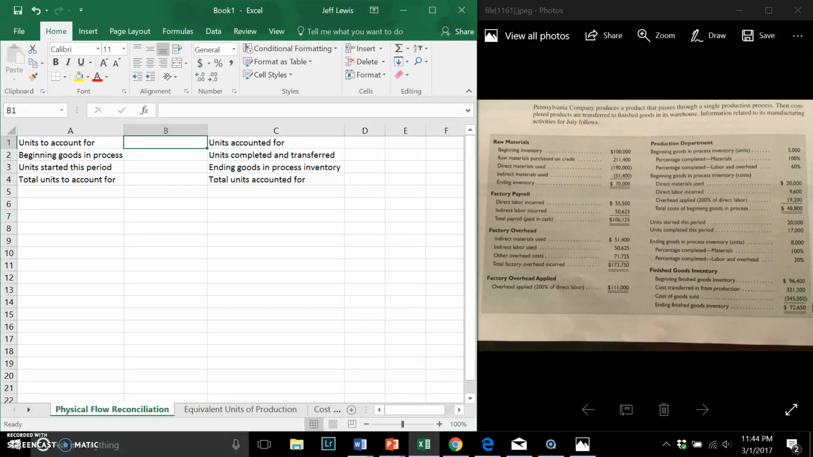To create a physical flow reconciliation table, you need your units to account for and your units accounted for table. These are 2 different columns. The first part of the units to account for table is the beginning goods in process inventory, which we can find right here, 5,000. So we're going to enter that. Next comes units started this period. Looking down here, there it is, 20,000. So we write that right here.